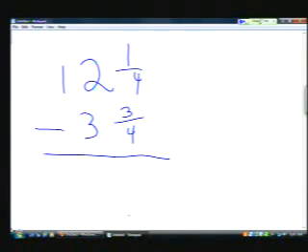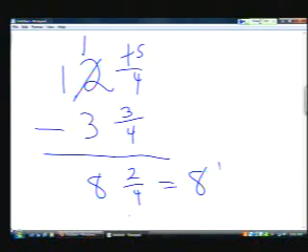Well, now, 12 1/4 minus 3 3/4. The first thing I got to do is I got to borrow a whole number from here, and I got to add 4/4 onto 1/4 to get my 5/4. Now I can subtract 5/4 minus 3/4. So that's 2/4. 11 minus 3 is 8. 8 2/4. And then you simplify that to 8 1/2. So you're going to have some of those problems as well.